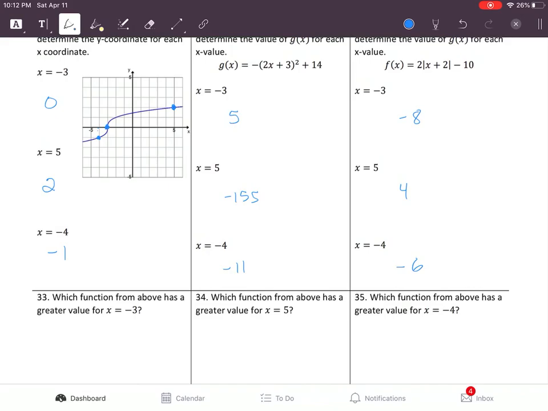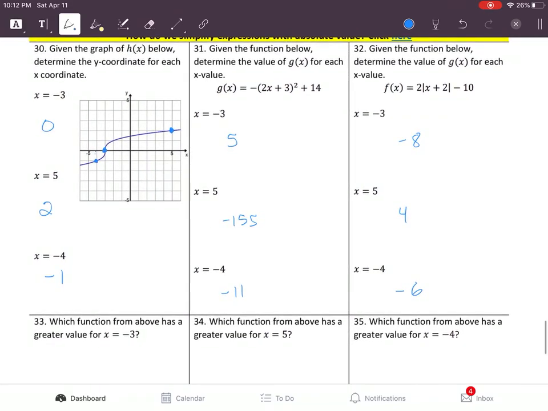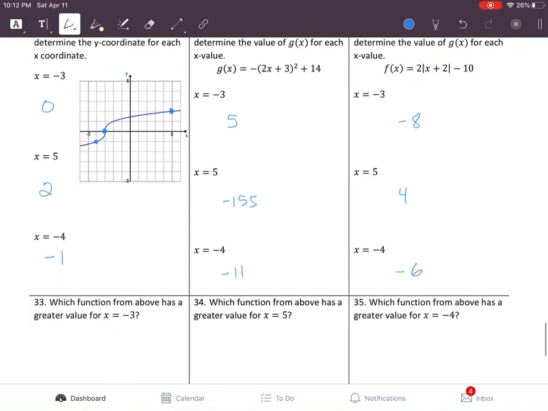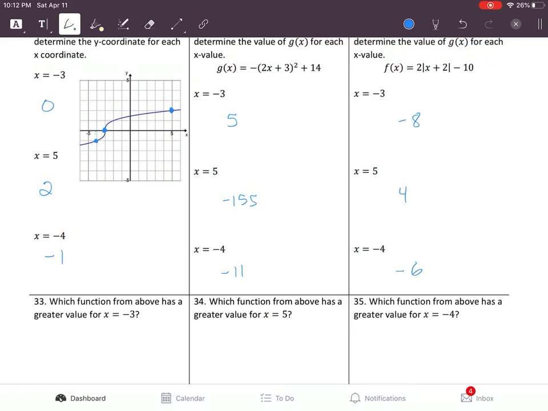The last questions deal with looking for which value has the biggest, or which equation or graph has the biggest y value if x is a certain number. Okay, so if x is negative 3, if we look at the questions above, which has the greatest value? Is it the h of x graph? Is it g of x? Or is it f of x? And the x equals negative 3 value that's the biggest is 5 right here. So that means g of x is the biggest.